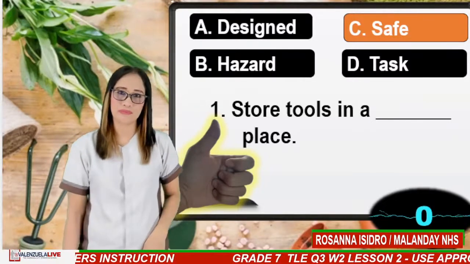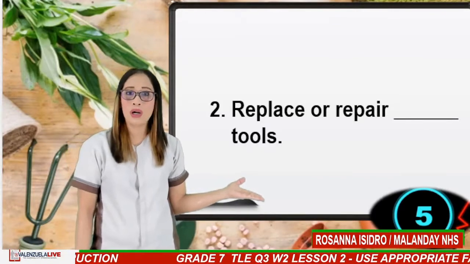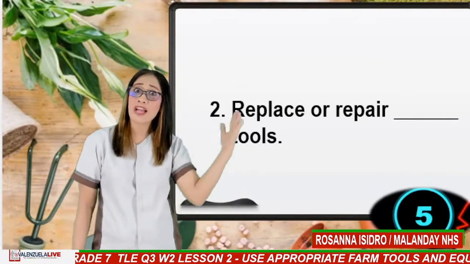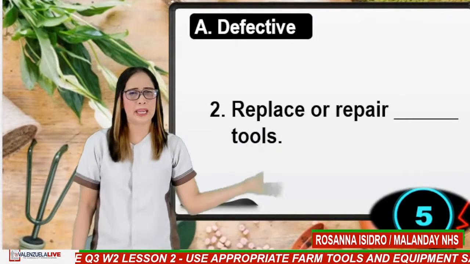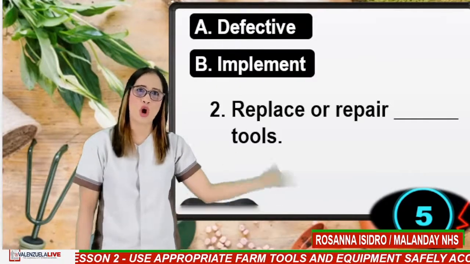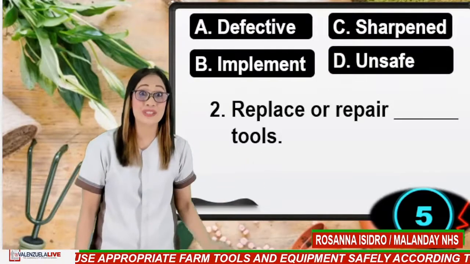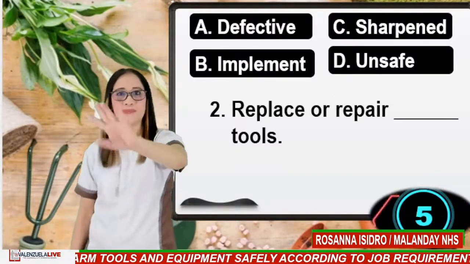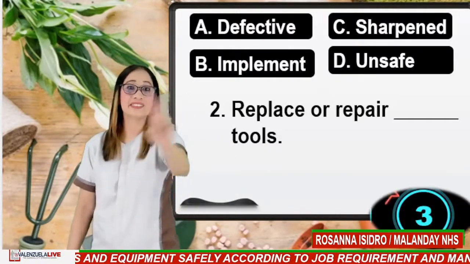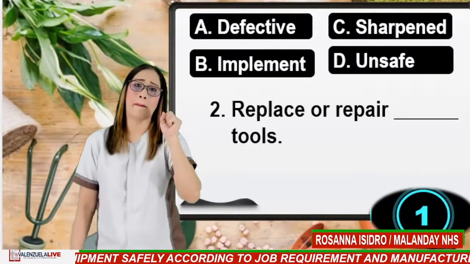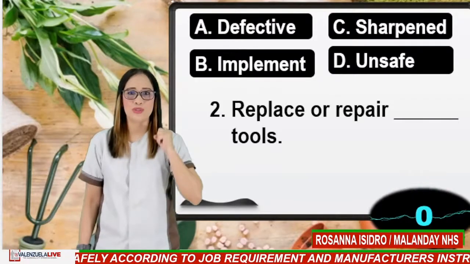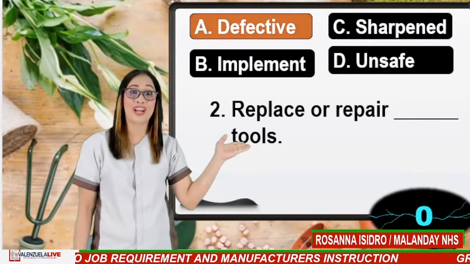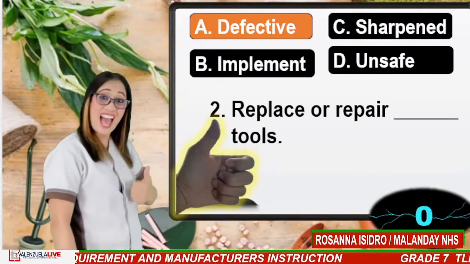Number 2. Replace or repair blank tools. Letter A, defective. Letter B, implement. Letter C, sharpened. Letter D, unsafe. Your time starts now. Oops, your time is up. If your answer for number 2 is defective, letter A, then you're right.